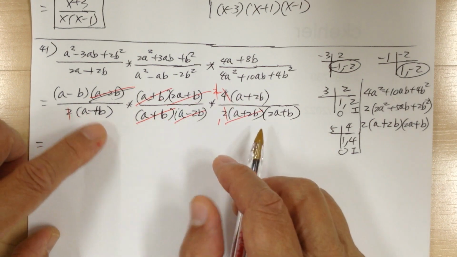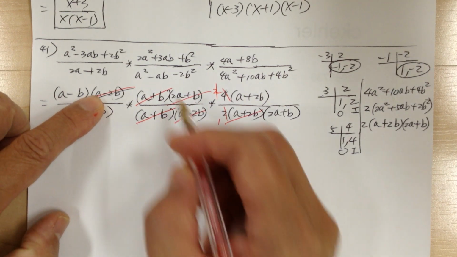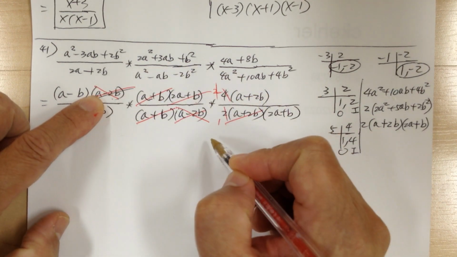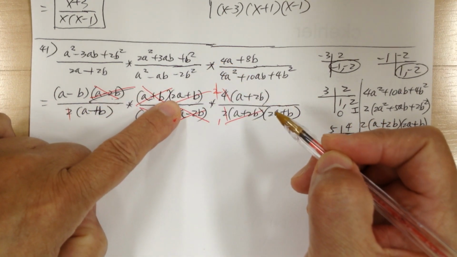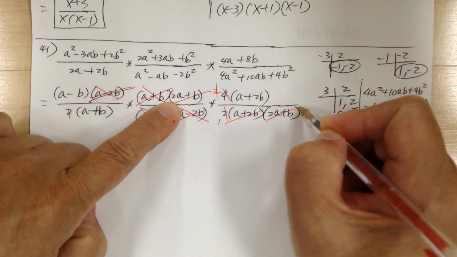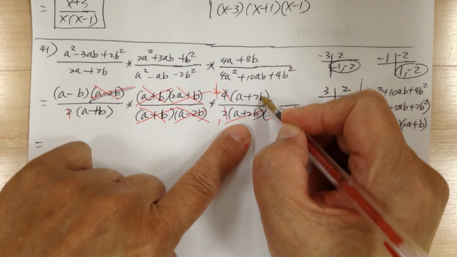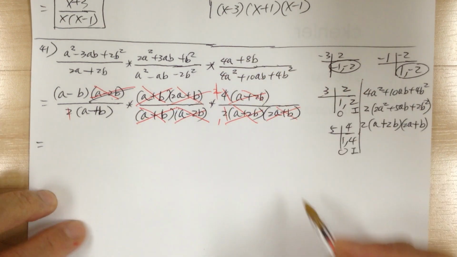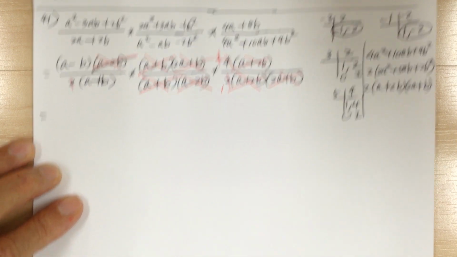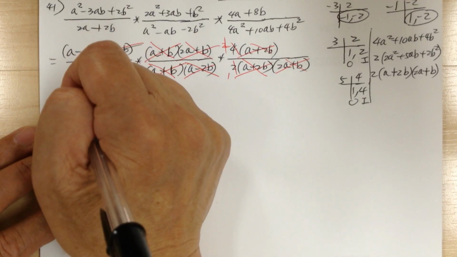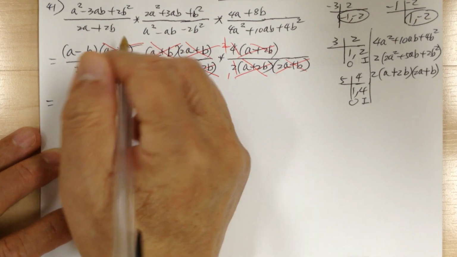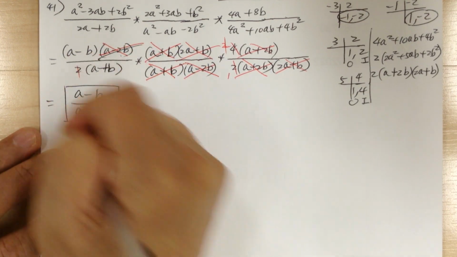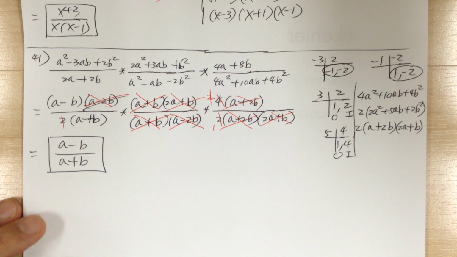Okay, let's go back. Okay, so a minus 2b cancels with a minus 2b, a plus b cancels with a plus b, 2a plus b. Yeah, okay, that's why I made a mistake. And this one cancels with this one. Okay, there we go. Oh, it's so easy to make a mistake. Okay, so we end up with a minus b over a plus b. Okay. So this is kind of hard.